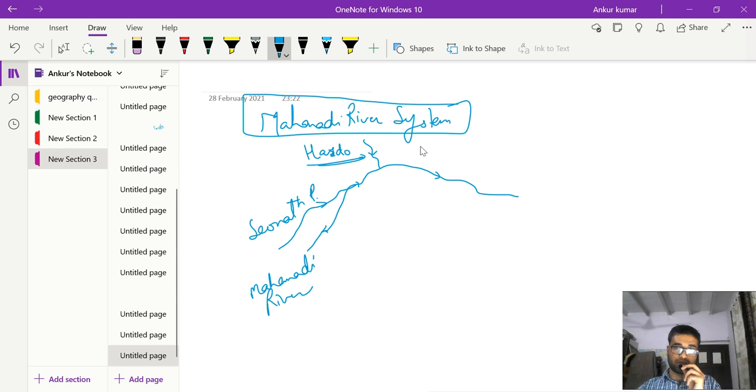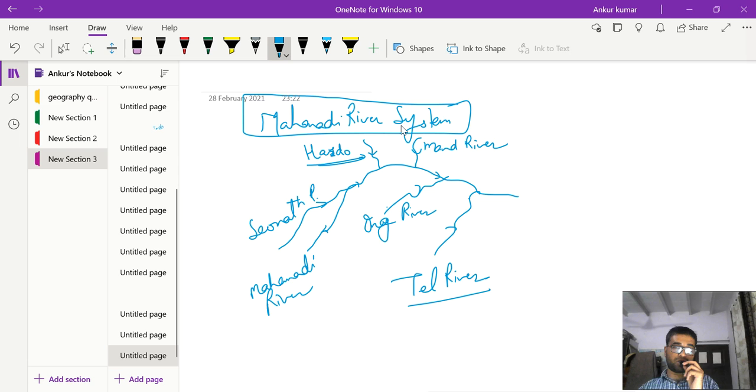Okay, this is Mand River. Mand River, right? Here you have the Onge River, and after that you have the Tel River. Okay, so this is the Mahanadi River system and its tributaries, right?